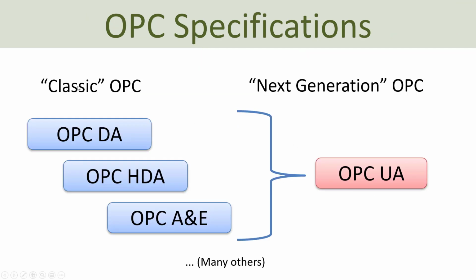And also, while in classic OPC we have lots of different protocols like OPC DA for real-time data, OPC historical data access for historical data, and OPC alarms and events, and we also have lots of other different protocols, in this next generation OPC, which is called OPC UA, all these three protocols are combined into the OPC UA standard.